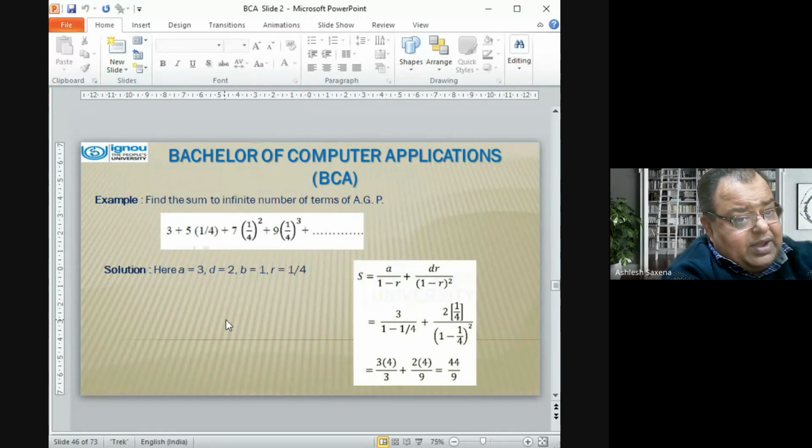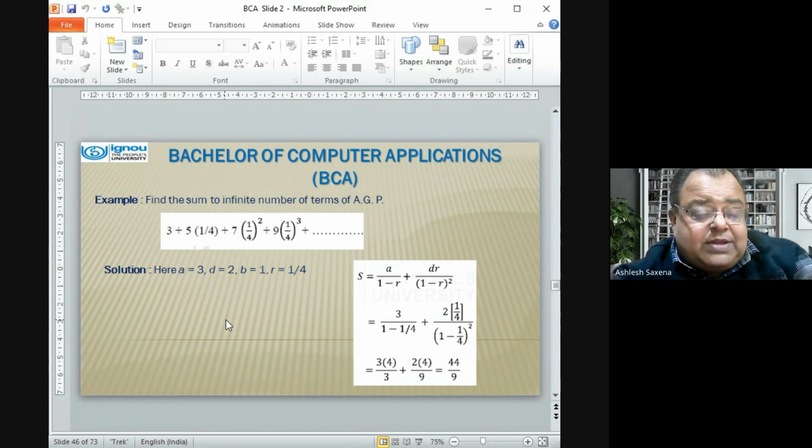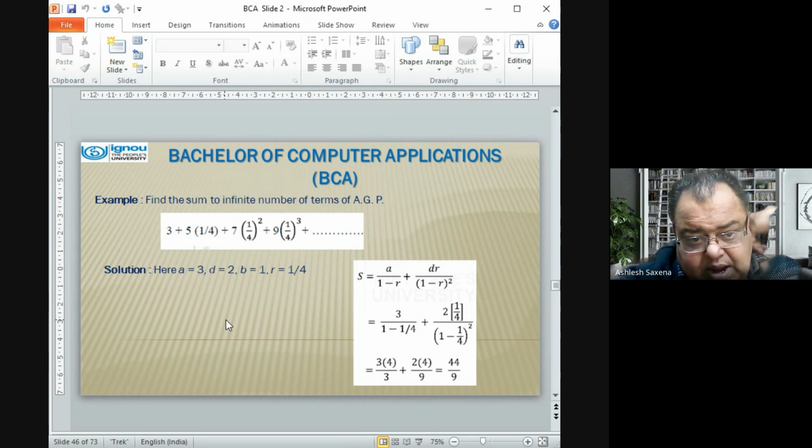We have S is equal to a upon 1 minus r plus dr upon 1 minus r square. You have each and every value with you. Just evaluate it. Now the evaluation part has to be done by you. Replacing a as 3, r as 1 by 4, d as 2, that's it. After simplification, you will get 14 and 4 by 9.